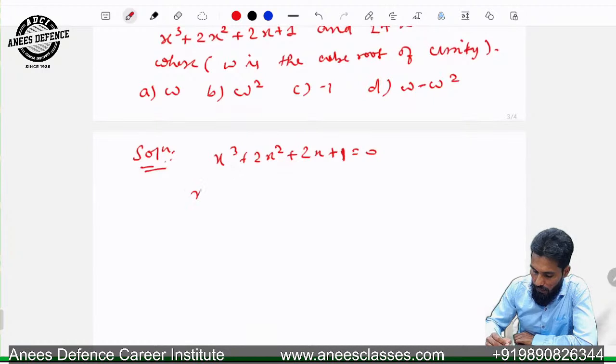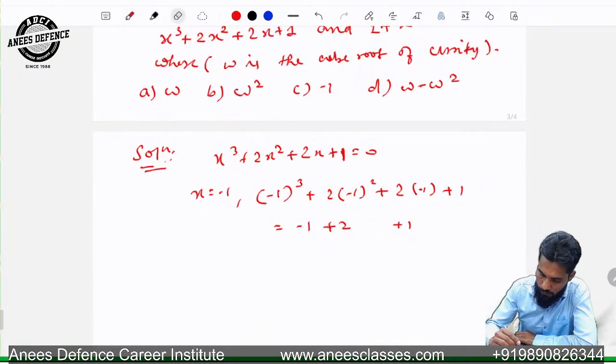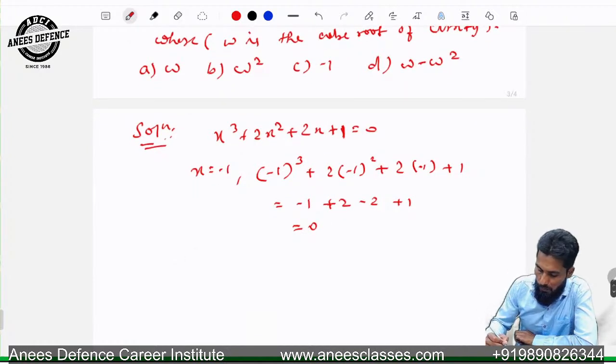So if you put x equal to minus 1, what are you going to get? Minus 1 cube plus 2 into minus 1 square plus 2 into minus 1 plus 1. What is the value? Minus 1 plus 2 minus 2 plus 1. So 2 and minus 2 cancel each other, minus 1 and plus 1 cancel each other. You are going to get 0. It means x equal to minus 1 is a root of this cubic equation.